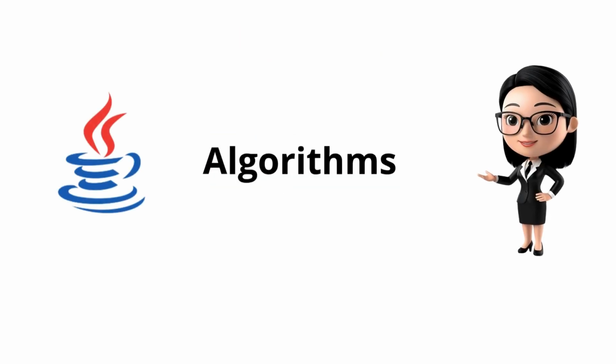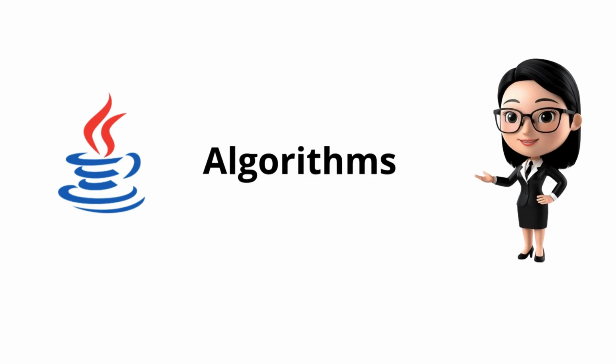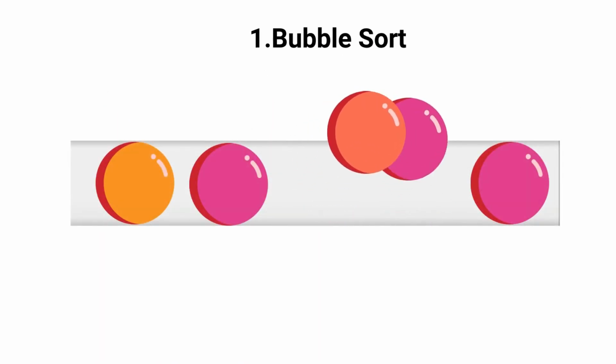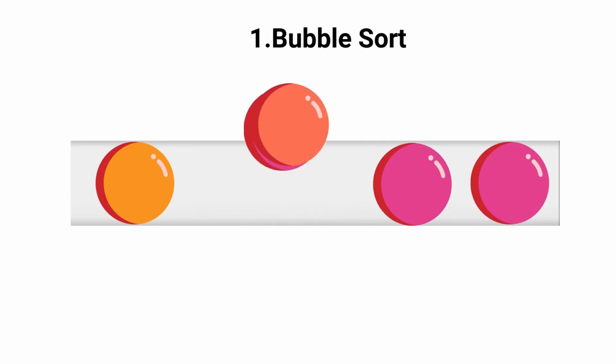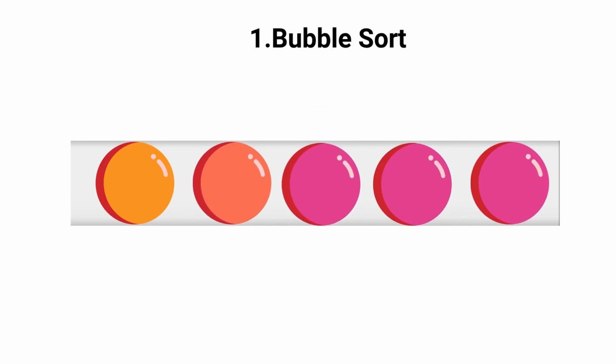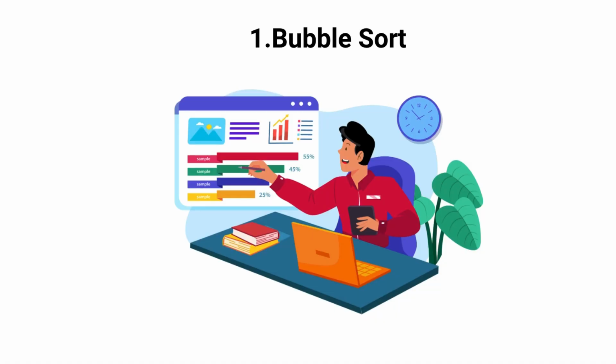Let's learn about algorithms. An algorithm is a step-by-step procedure for solving a problem efficiently. There are different types of algorithms available. First, let's see sorting algorithms. First one, bubble sort. It repeatedly swaps adjacent elements if they are in the wrong order. So it will produce the sorted result. Example: it is not efficient for large data sets. The number of operations it takes is too much, so it is not suitable for large data sets.